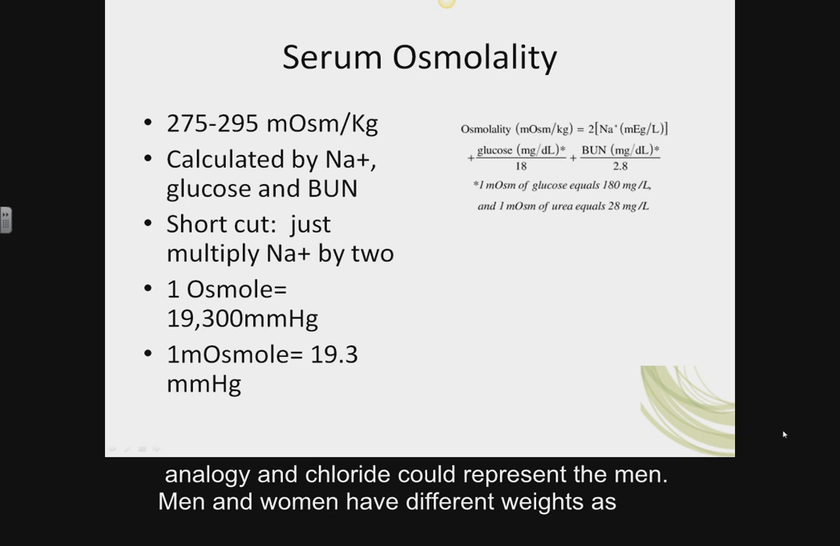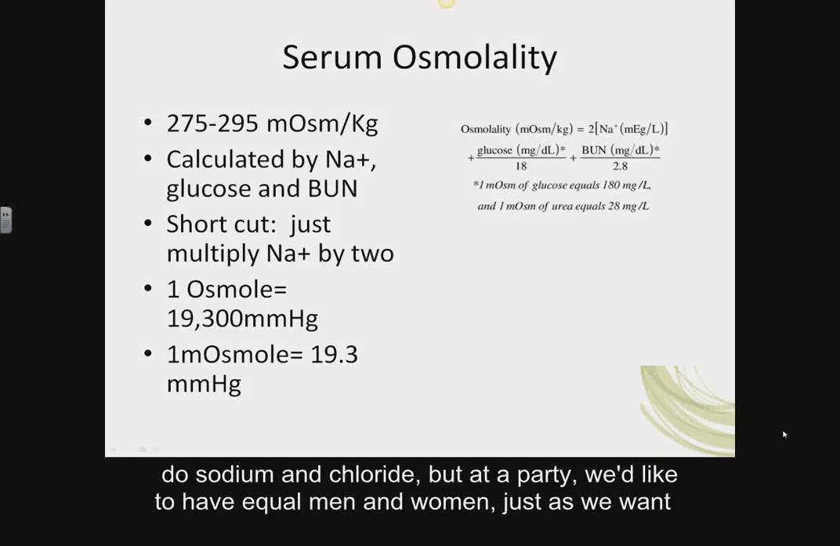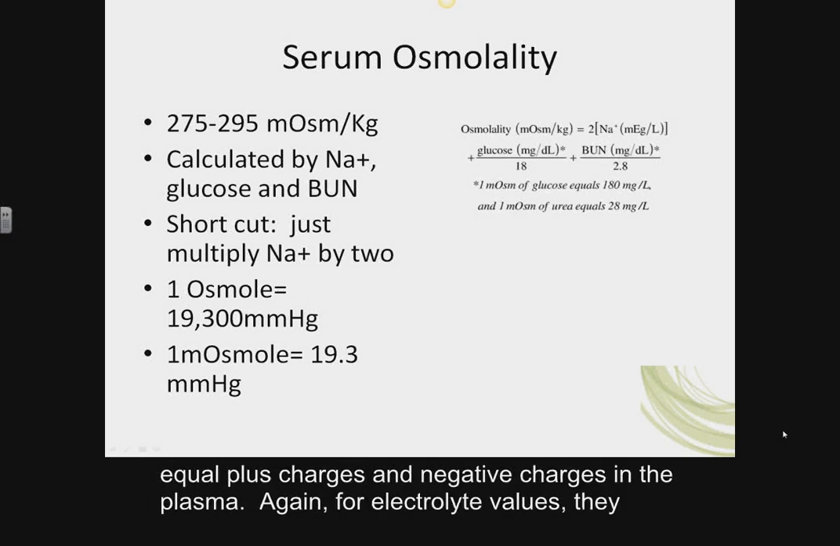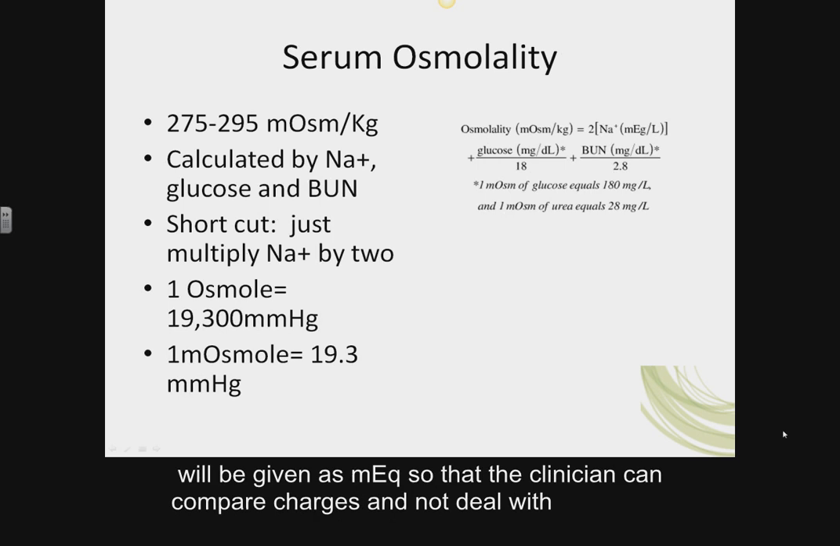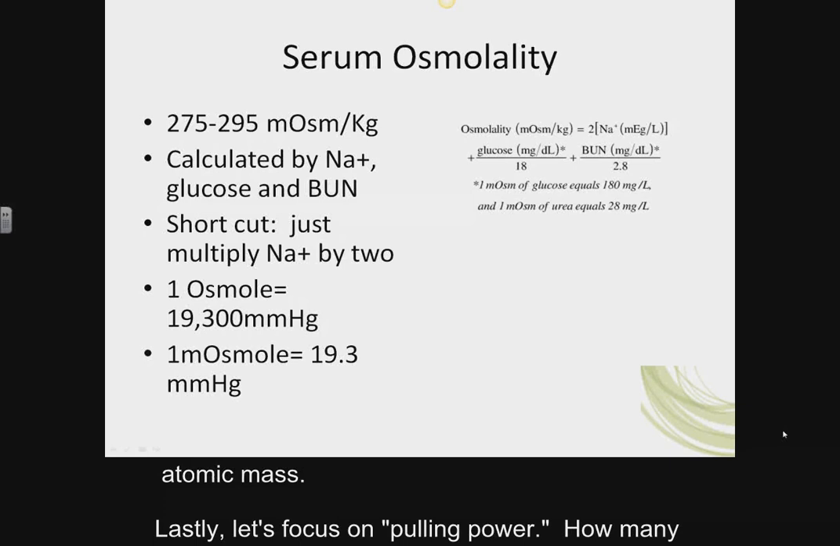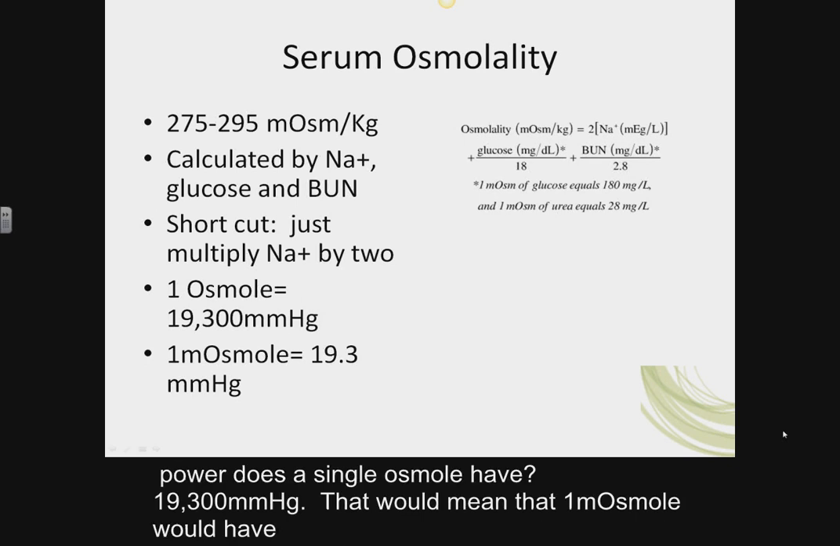Sodium could represent the women in my analogy, and chloride could represent the men. Men and women have different weights, as do sodium and chloride, but at a party we'd like to have equal men and women, just as we want to have an equal plus charge for every negative charge in the plasma. Again, for electrolyte values, they will be given in milliequivalents so that the clinician can compare charges and not deal with atomic mass. I'd like to now focus on this pulling power I keep speaking of. How many millimeters of mercury worth of pulling power does a single osmol have?